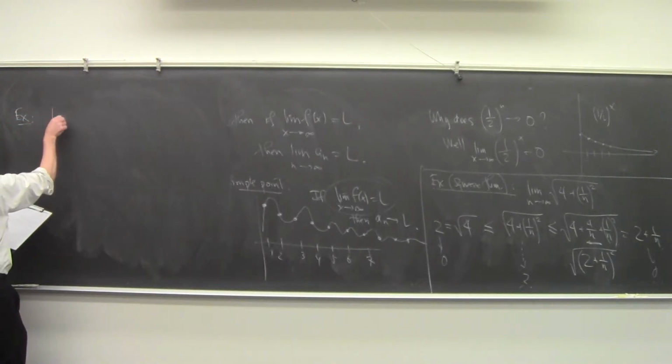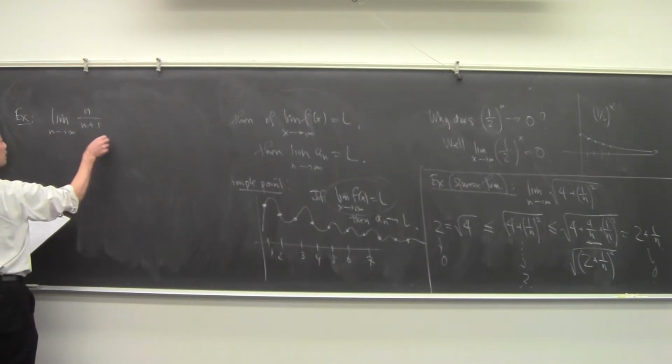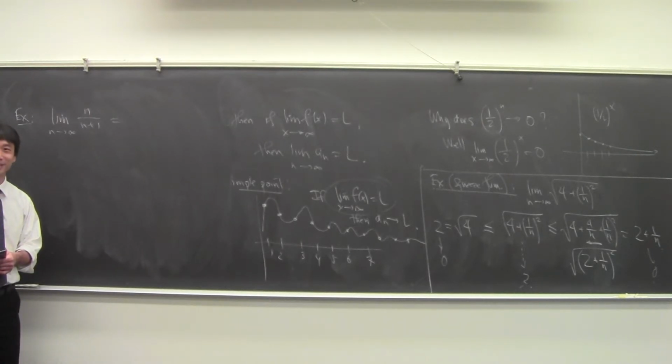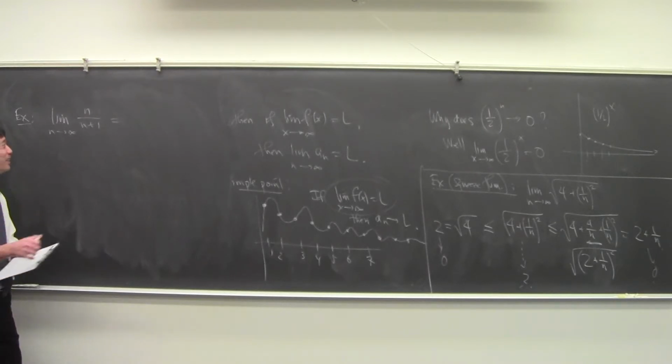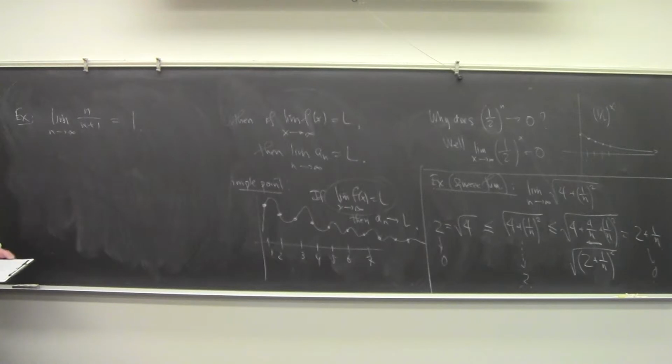So here's one. The limit of n over n plus 1 as n goes to infinity is, oh, what is that? What's that going to be? Thank you. 1. Okay. So now this one is pretty straightforward. You don't have to worry about it.